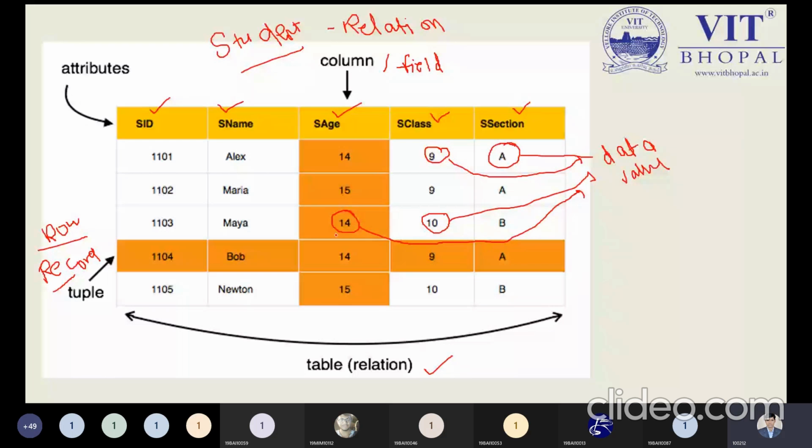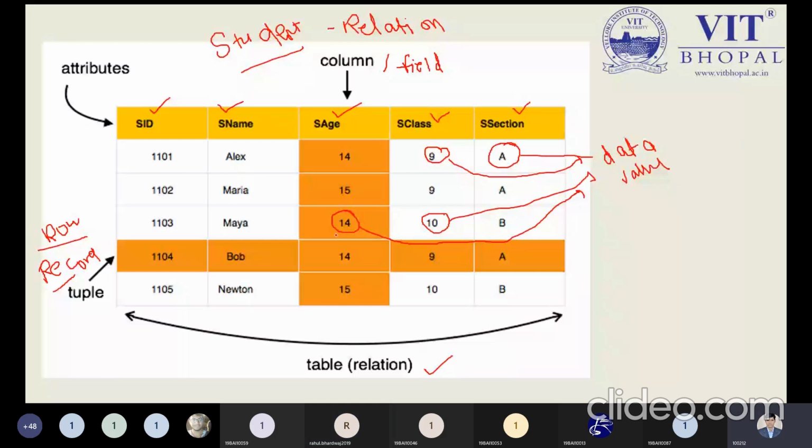Now is it clear to all? This is the student table example we have taken. Any doubt, then you can ask me please. No doubt, sir. Now, shall I move ahead? Yes, sir. Okay.